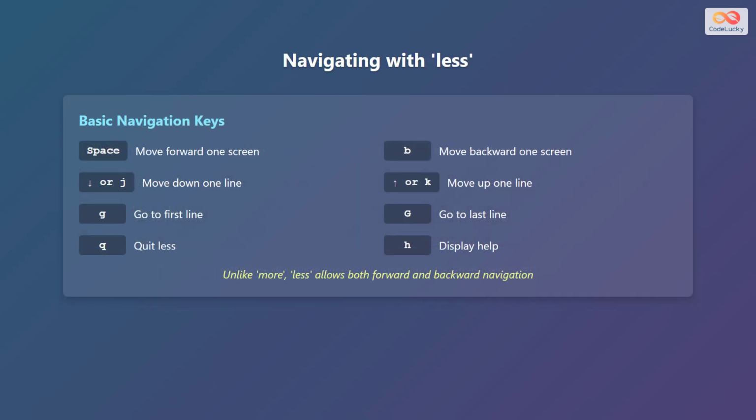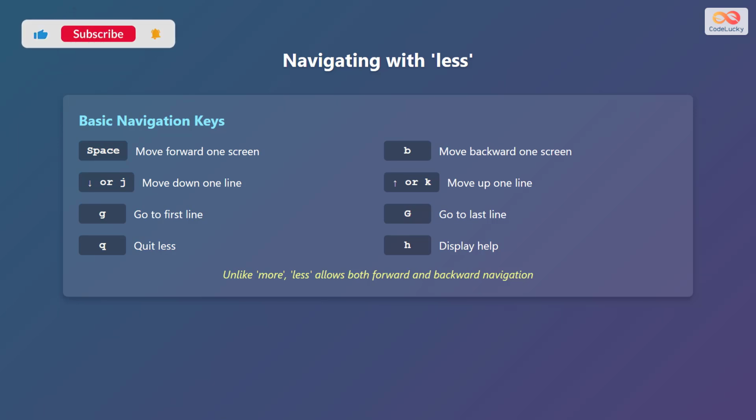Here are some basic navigation keys for the less command. Press the spacebar to move forward one screen. Press B to move backward one screen. Press the down arrow or J to move down one line. Press the up arrow or K to move up one line.